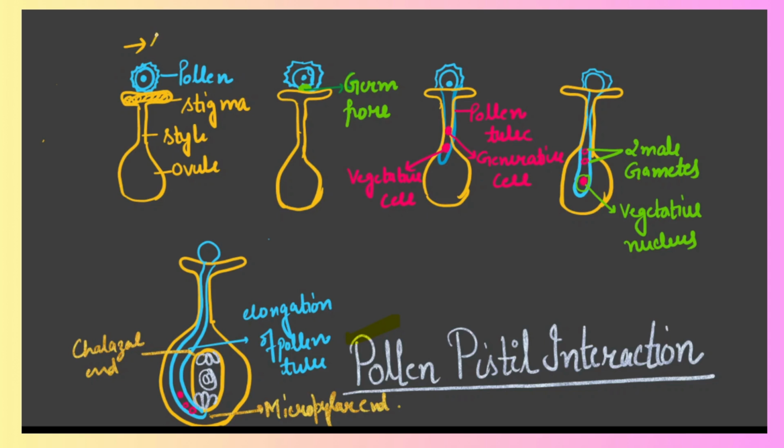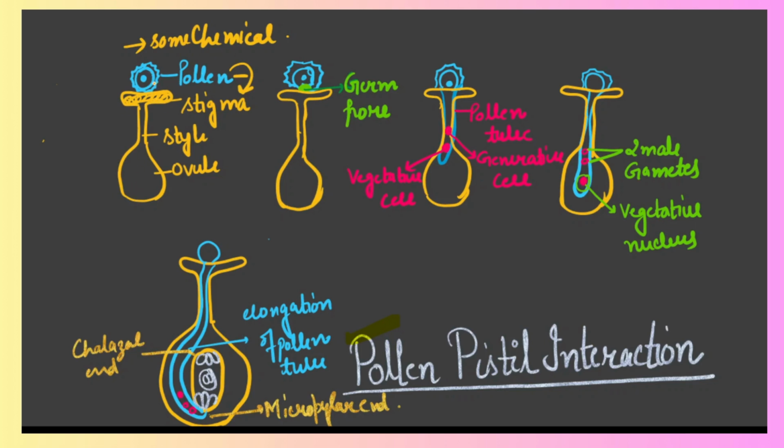Now, one point is very important. Some chemical components of the pollen interact with the stigma. So in this process, the chemical secretion is also very important, as it helps the pollen pistil interaction.